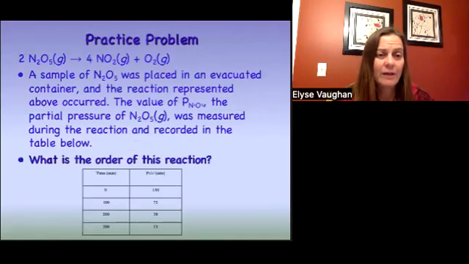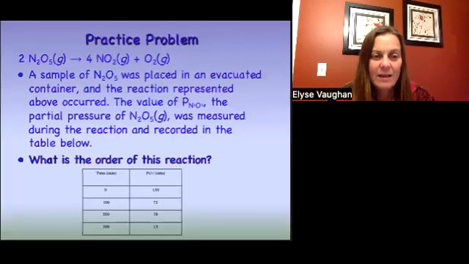Okay, so we have another reaction here where we have dinitrogen pentoxide decomposing into nitrogen dioxide and oxygen. And our sample is placed in an evacuated container, and the pressure is measured. And so we're asked to find the order of this reaction. So what is the order of this reaction?